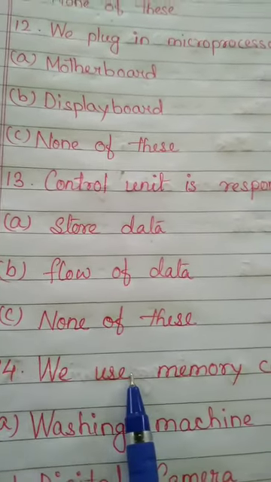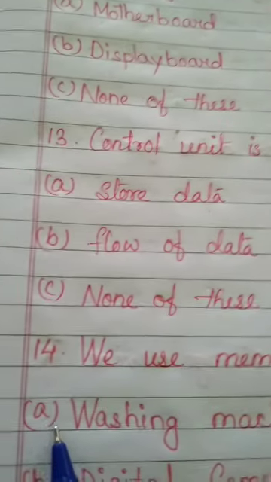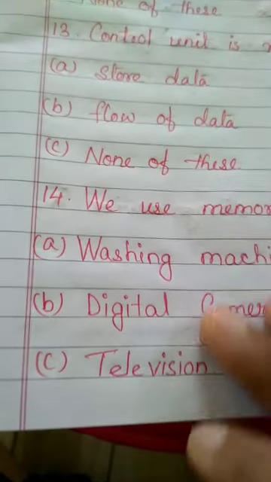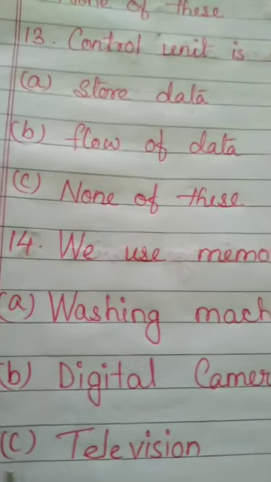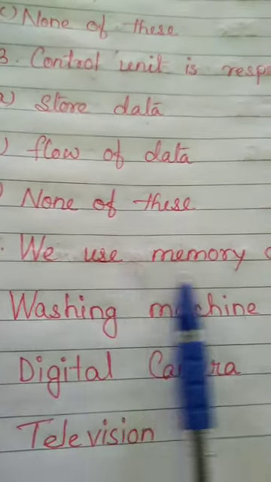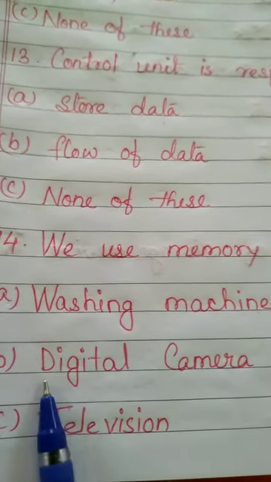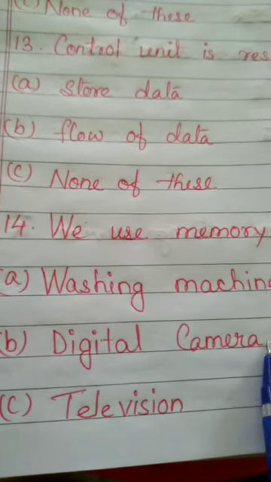We use memory card in option A, washing machine, option B, digital camera, option C, television. Where we use memory card? Can you tell me? Yes, correct option is digital camera.